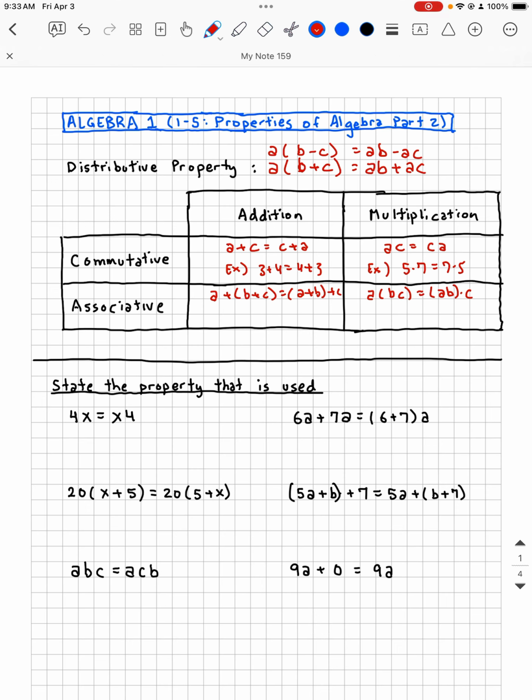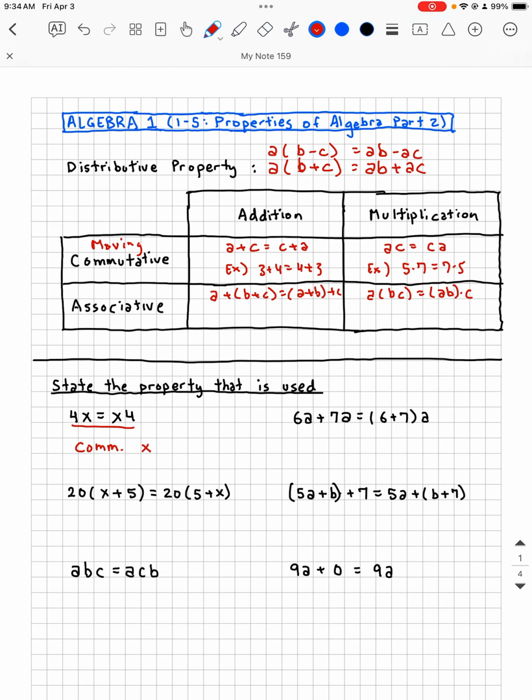So let's go ahead and move on and use some of these properties so you can see how this works. Underneath we have some problems where it says state the property that is being used. The first problem says you have 4x is equal to x times 4. So remember what we said. Commutative is basically about moving, right? Any time that you see 2 things that are being moved, most likely it's going to be commutative. In this case, since we're dealing with the operation of multiplication, it's going to be commutative for multiplication. So that's going to be our answer.